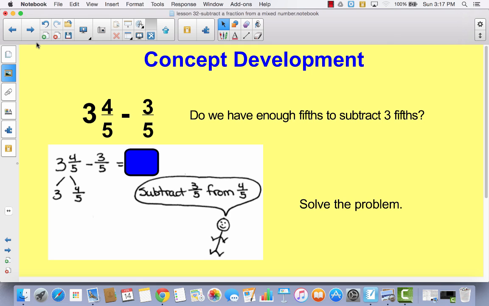Now here's what I want you to write in your math journal. I want you to write 3 and 4/5 minus 3/5. And I want you to think to yourself, do we have enough fifths to subtract? Can we take 3/5 away from 4/5? Go ahead and solve this problem. Did you get 3 and 1/5? Nothing happens to the whole number. We just take 3/5 away from 4/5, and that leaves us with 3 and 1/5. That to me is pretty simple.